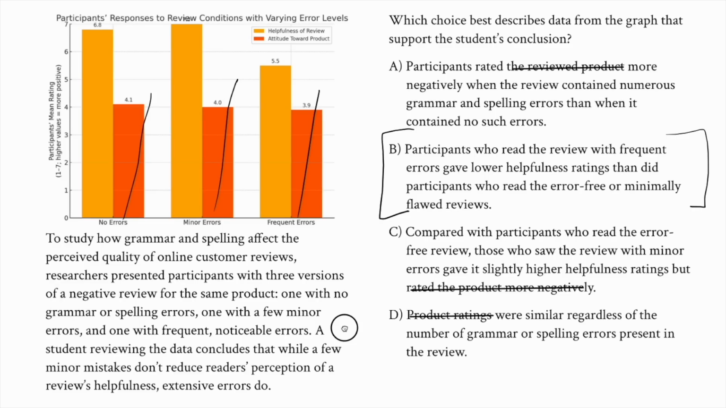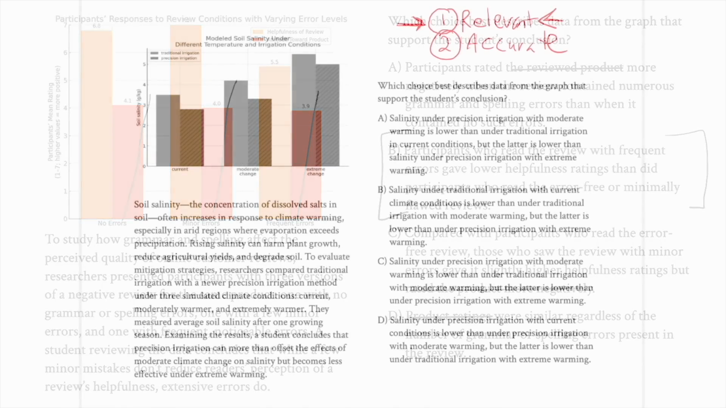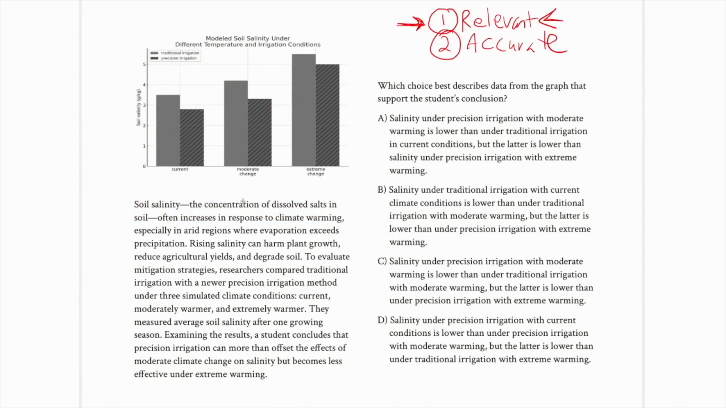And so that was a little more basic example. The next one is going to be a little bit more complex. Okay, so soil salinity, the concentration of dissolved salts in soil, often increases in response to climate warming, especially in arid or very dry regions where evaporation exceeds precipitation. Rising salinity can harm plant growth, reduce agricultural yields, and degrade soil. So rising salinity is a bad thing.